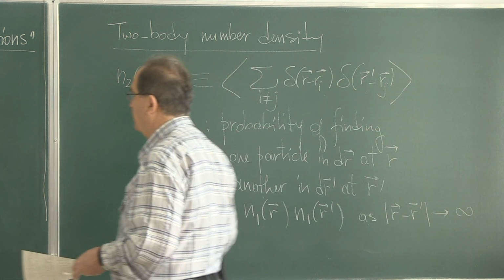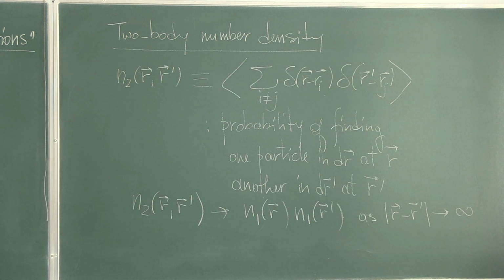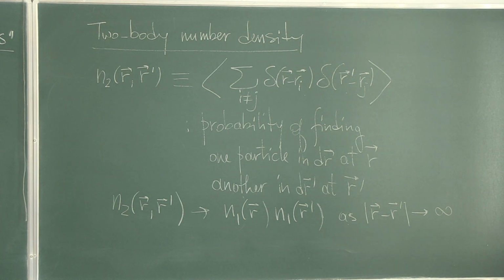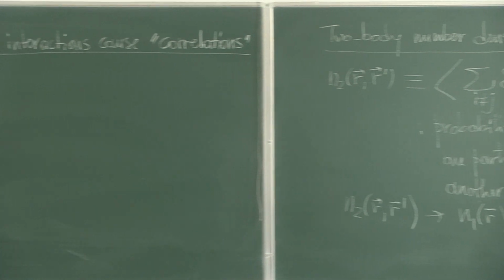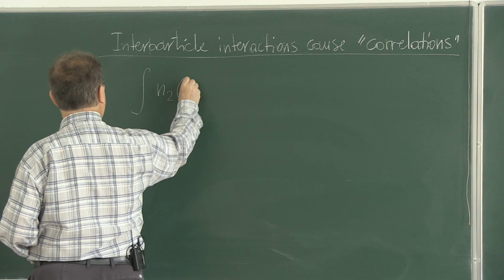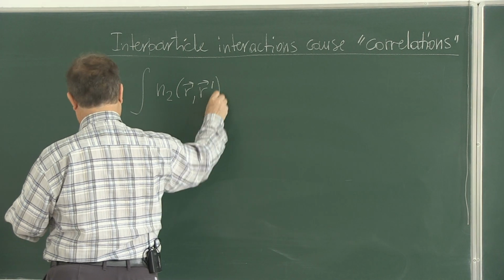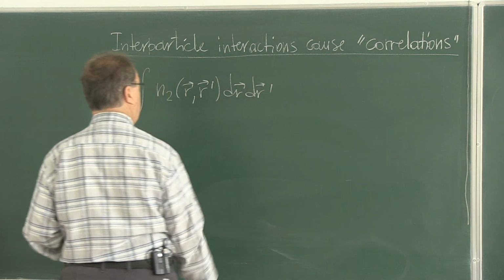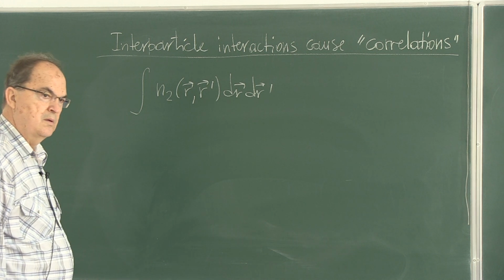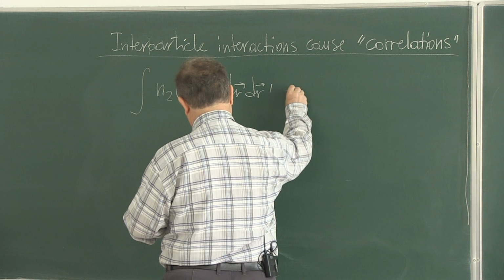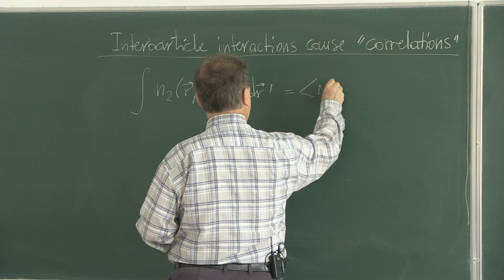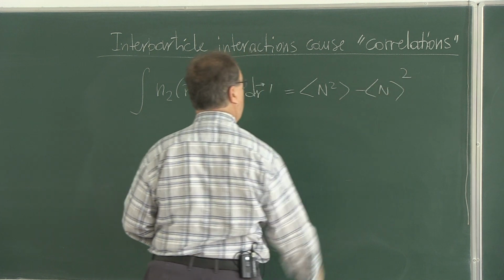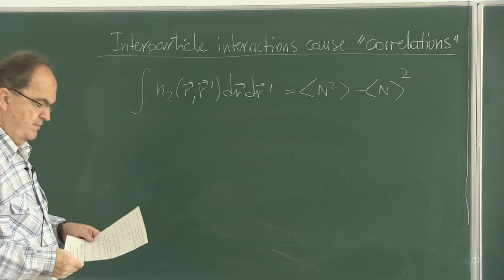One important property of this function is that it gives the following result. If you integrate that, you get n squared minus n squared. Check that, okay? Check that.